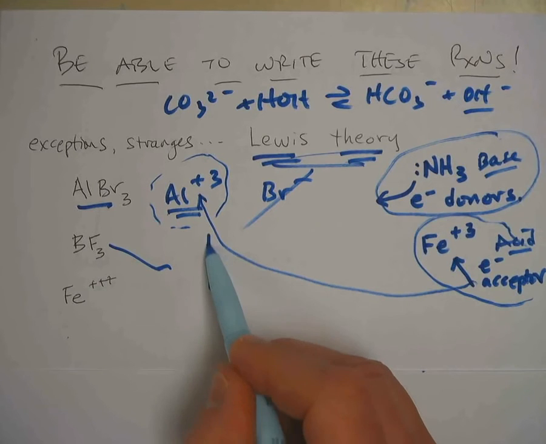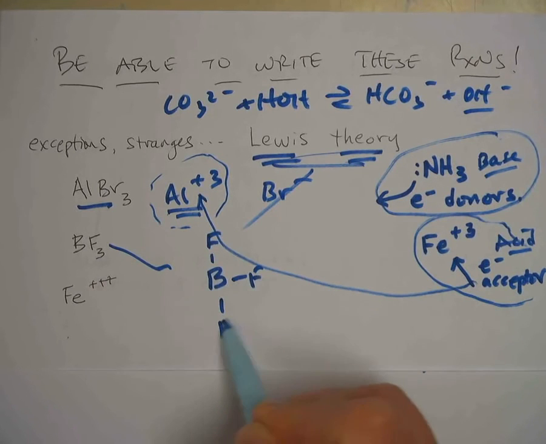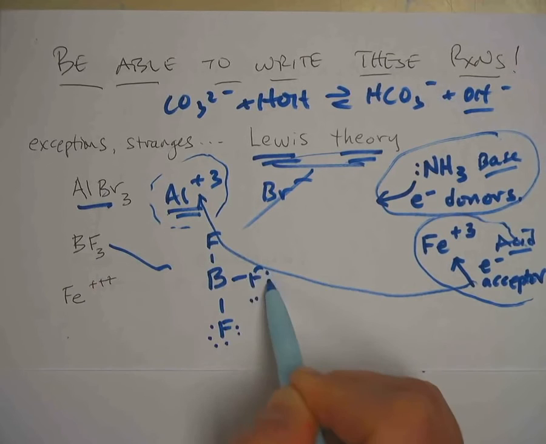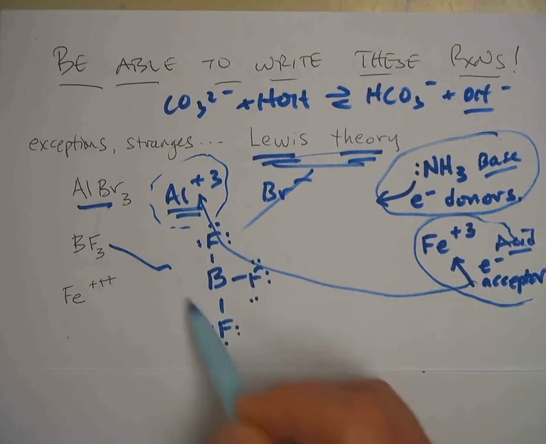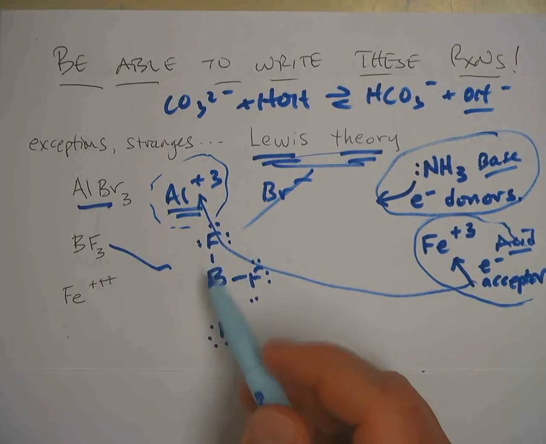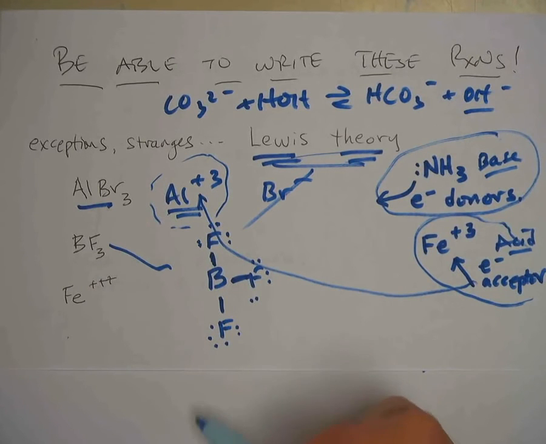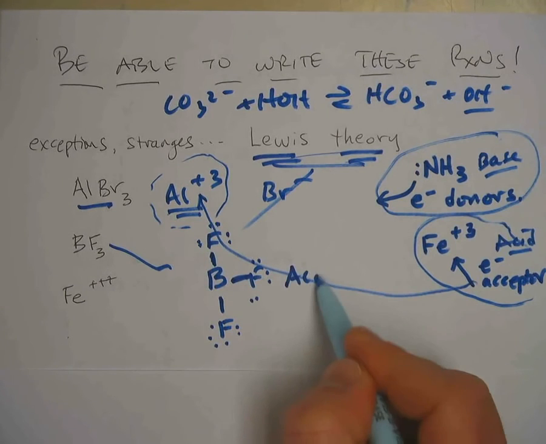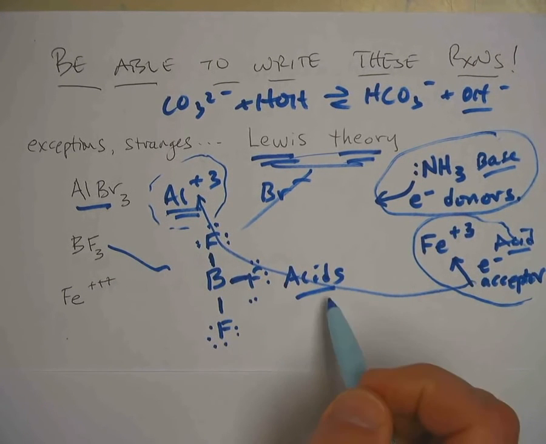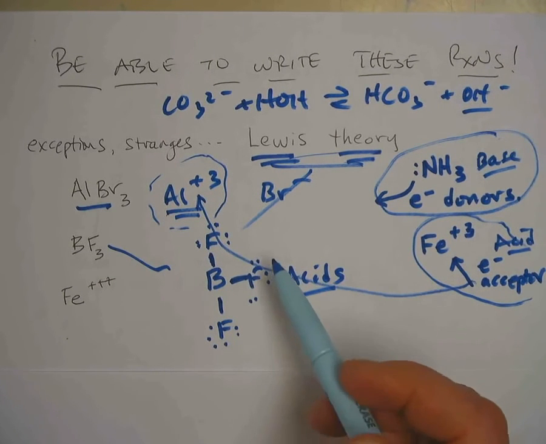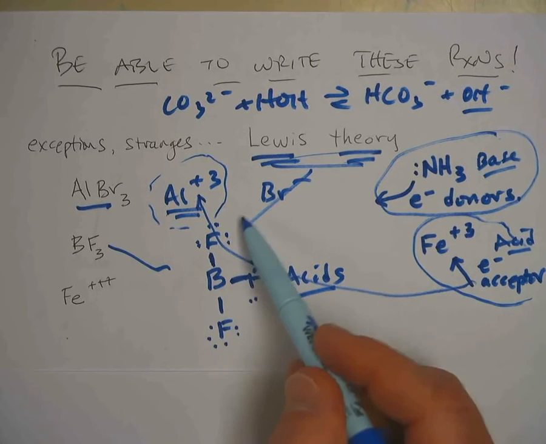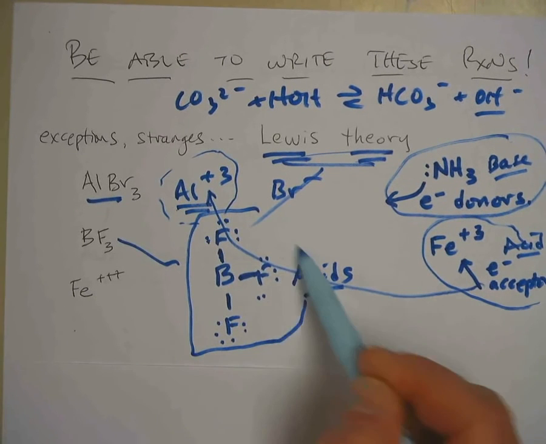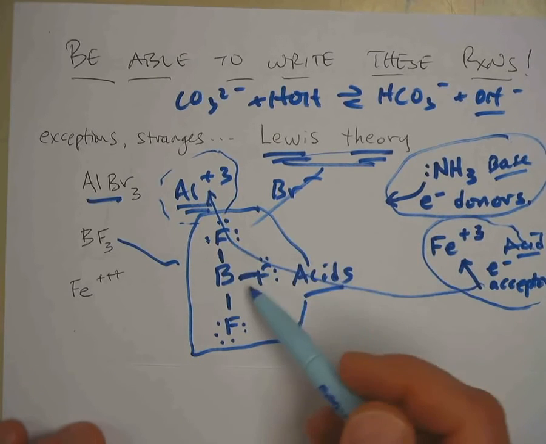Let's split that guy up. BF3 is one of the weirdest things on the periodic table because boron is electron deficient. Notice it only has 2, 4, 6 electrons around it. It would love to get some electrons. What things love to get electrons? Lewis acids. And so BF3 is a Lewis acid in the sense that it's a good electron acceptor. Notice it doesn't fit the normal definition of acids because it doesn't have any hydrogens to donate, but it's a good electron acceptor, therefore it's a Lewis acid.